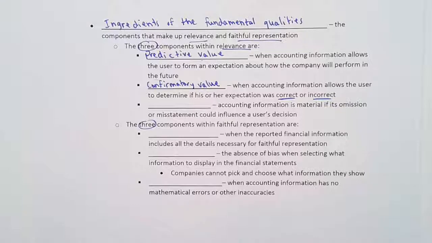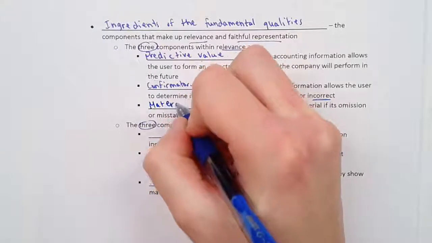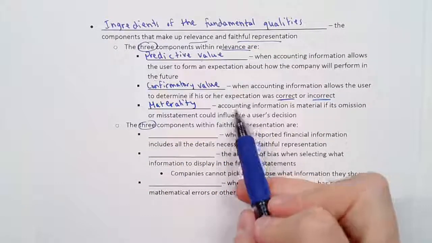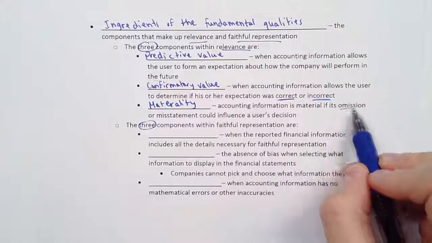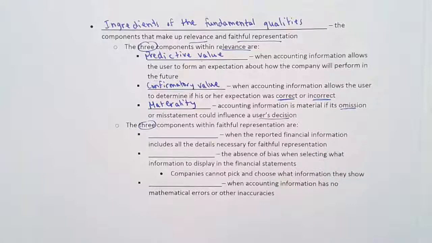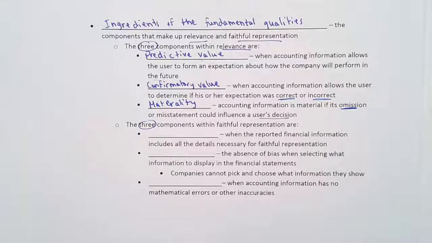Next, we have something known as materiality. Accounting information is material if its omission or misstatement could influence a user's decision. If we misstate something or don't even include it in the financial statements, we omit it, then that is material information if it affects the user's decision. So that's all the components of relevance.